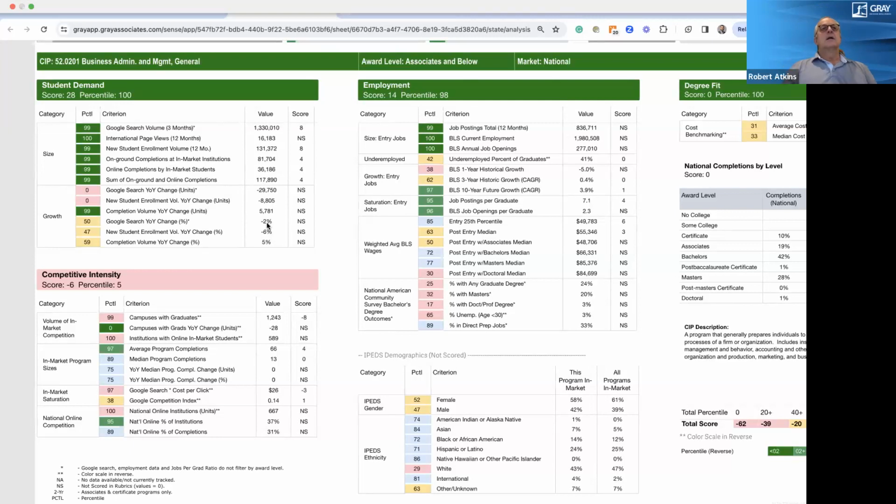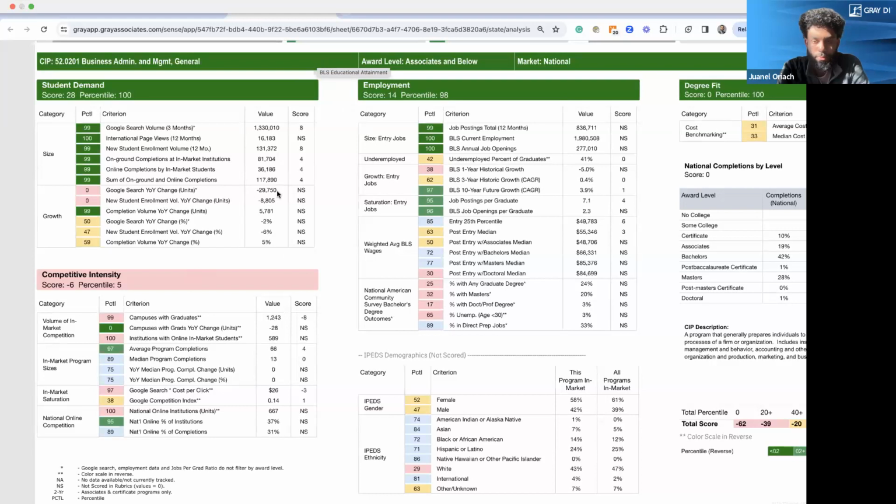I think what's going on here is you've got this difference between completion volume, Google search, and new enrollment. When new enrollment and Google search gang up and say the same thing, I think what we're seeing is completion is looking backwards, and this was a big growing program a few years ago. That's actually shifted, and new student enrollment is starting to drop off, and the Google search is dropping off consistent with that, the more current indicators.